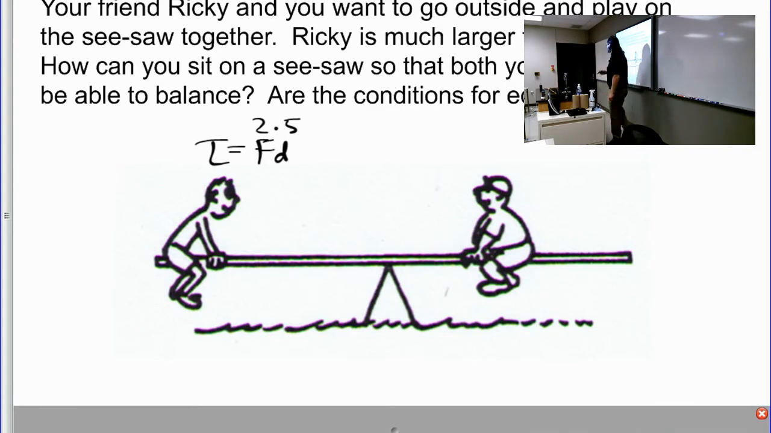On the other hand, Ricky over here has a force of 5 and a distance of 2. That multiplies together to give a torque of 10. So you have 10 on the right side and 10 on the left side, and those torques are going to balance each other out on the seesaw.